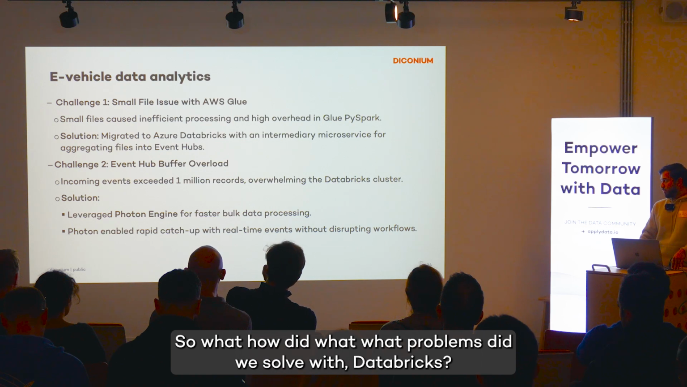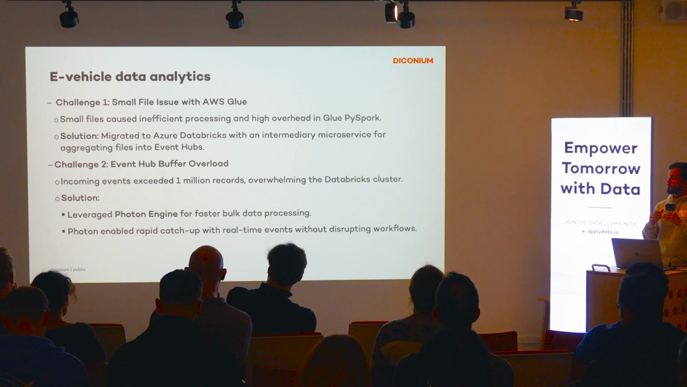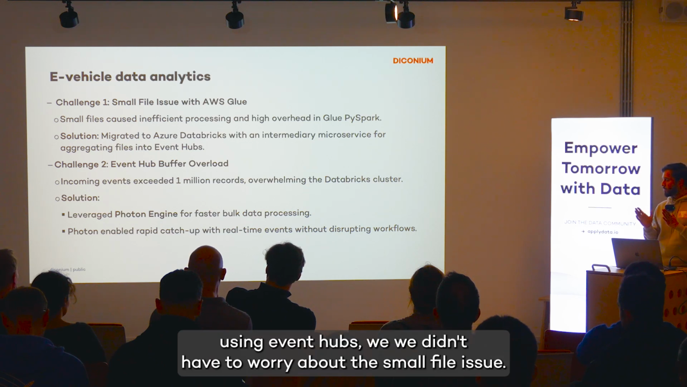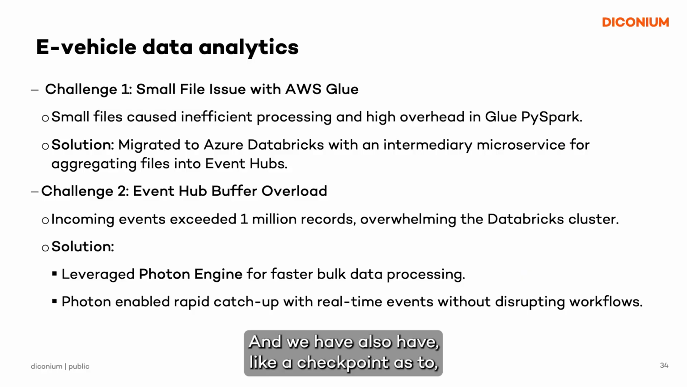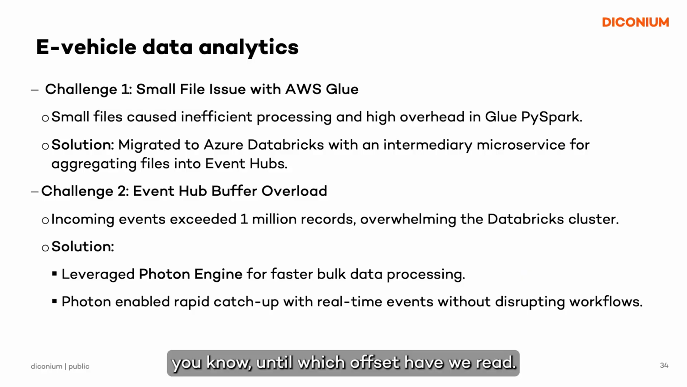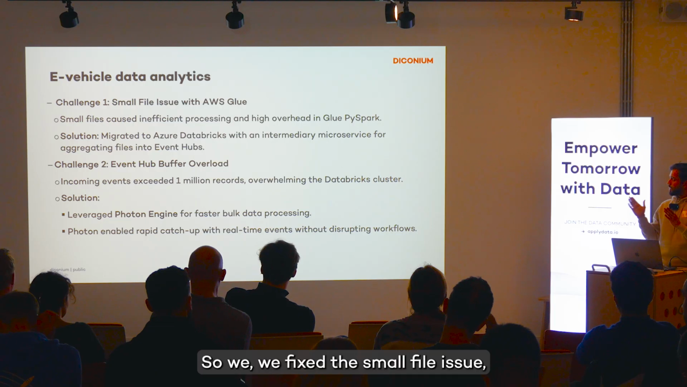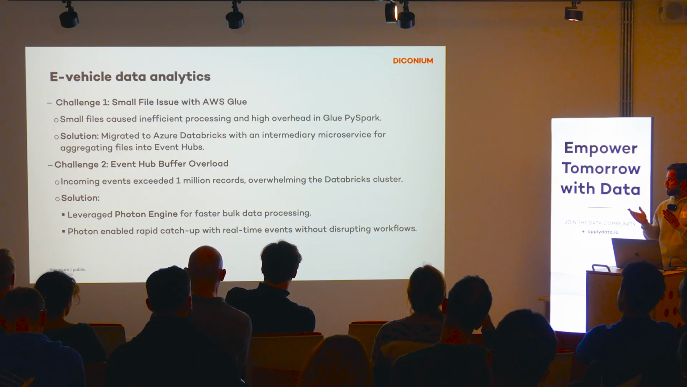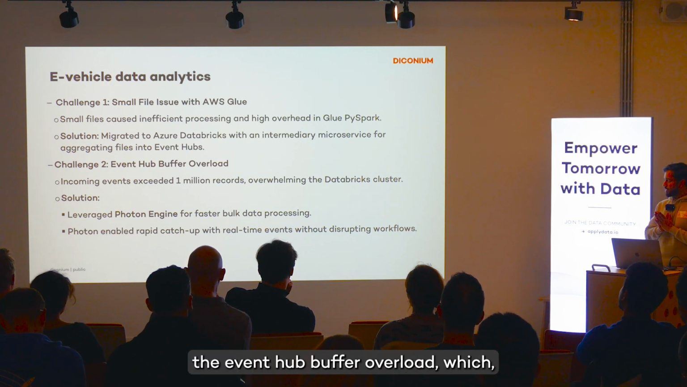So, what problems did we solve with Databricks? The small file issue: once we started doing this stream batch processing using event hubs, we didn't have to worry about the small file issue. We could just read whatever we want, and we also have a checkpoint as to until which offset we have read, and for the next load we can read directly from that offset onwards. So we fixed the small file issue, and also the event hub buffer overload.